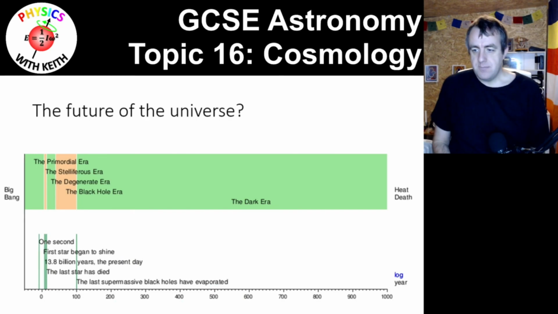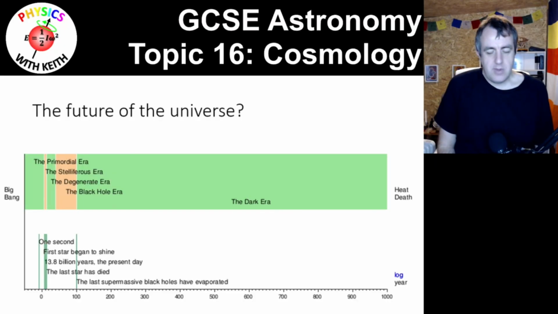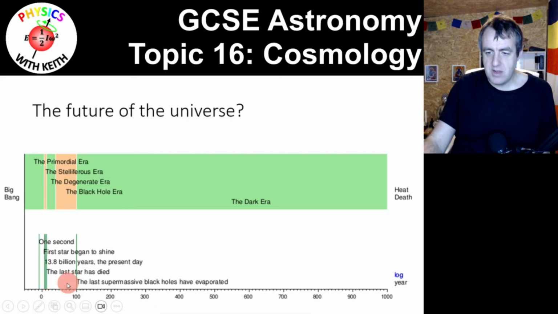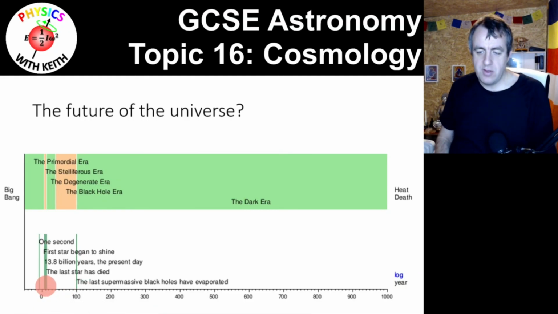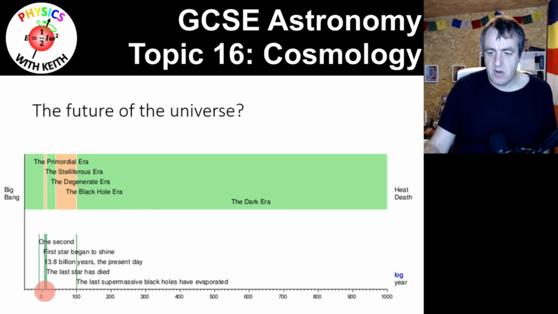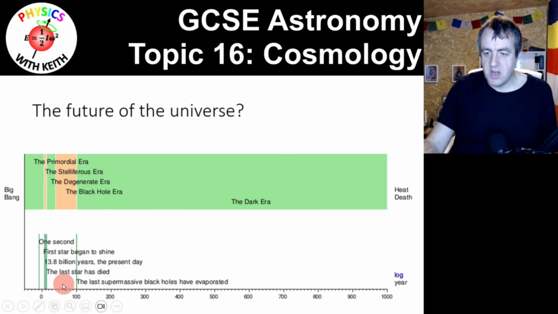Future of the universe. This is a log graph, a logarithmic x-axis. So we're right the way down here somewhere, 10 billion on the logarithmic axis. Well, 1 billion is 9, so 10 billion would be 10. So we're on about 10 on this log axis. 13.8 billion is just a little bit more than 10 on this log axis. That's where we are. And then the last star has died. That doesn't look that far away from where we are now. That looks quite scary. But it's a log scale. That's a long way away.